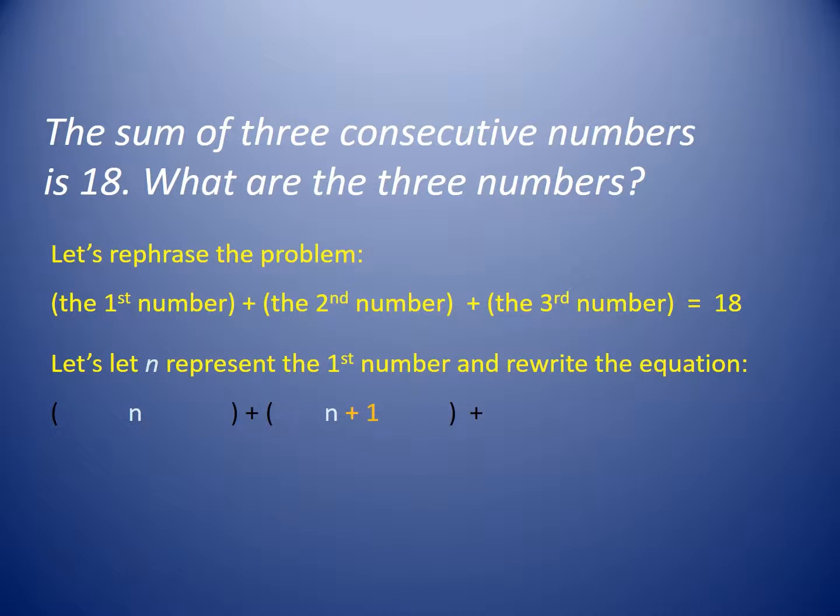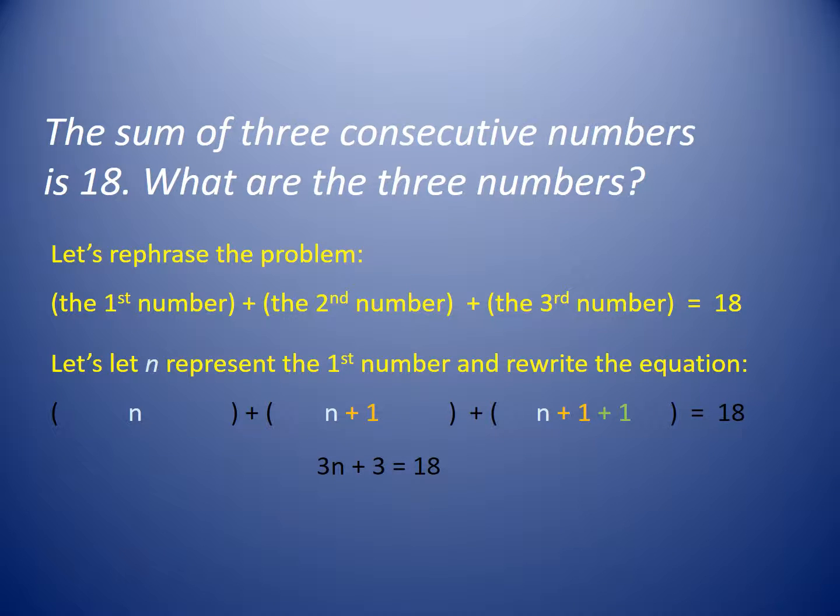Remember, we said that to find the next number in the sequence, you take one number and simply add 1 to it. So instead of using the phrase the second number, we can replace that with the expression n plus 1, since n was the first number. Continuing that idea, to find the third number, we can replace the phrase the third number with the second number, which we've called n plus 1, and we can just add 1 to that. So that gives us n plus 1 plus 1. Lastly, we'll just fill out the equation with equals 18.